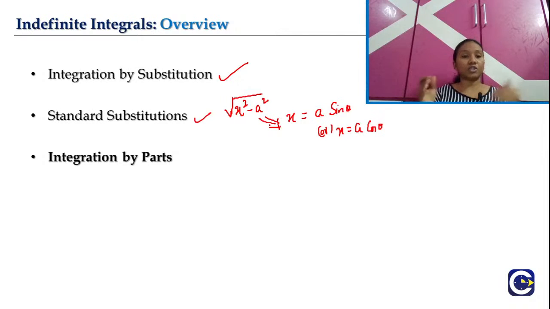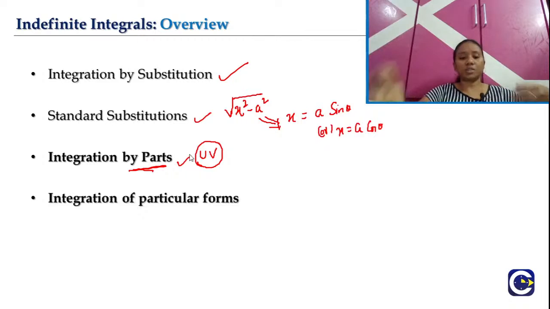Coming to today's session, we are going to start with our next method of integration, that is integration by parts. There is one more name for integration by parts, that is UV integration, or the UV rule. That is what we are going to learn today, starting with the method of integration by parts, along with some questions related to this concept.